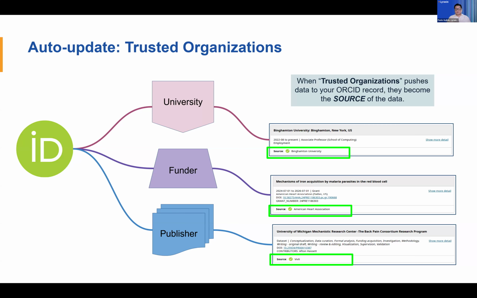trusted organizations work. So essentially, you are giving permission to the organization or to the system that they have that's connecting your ORCID ID. And they are a trusted organization in your ORCID record in this case.